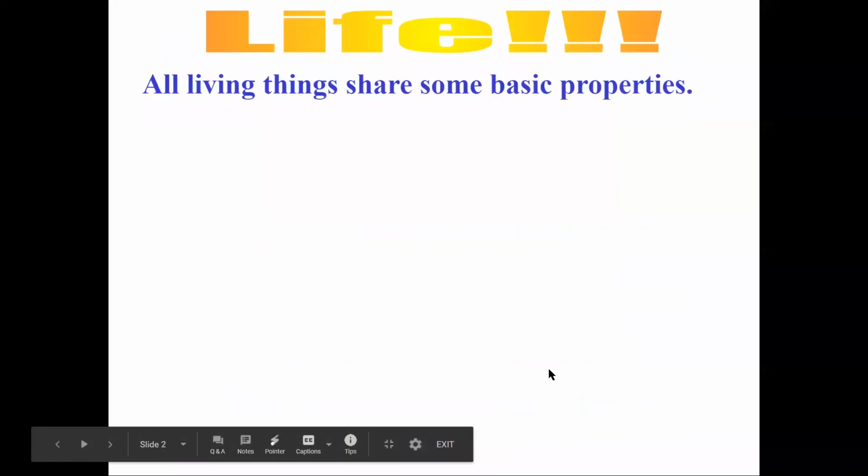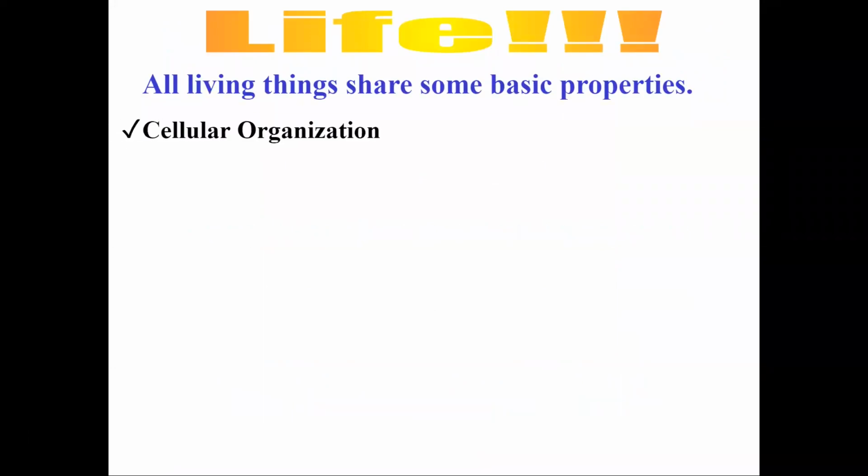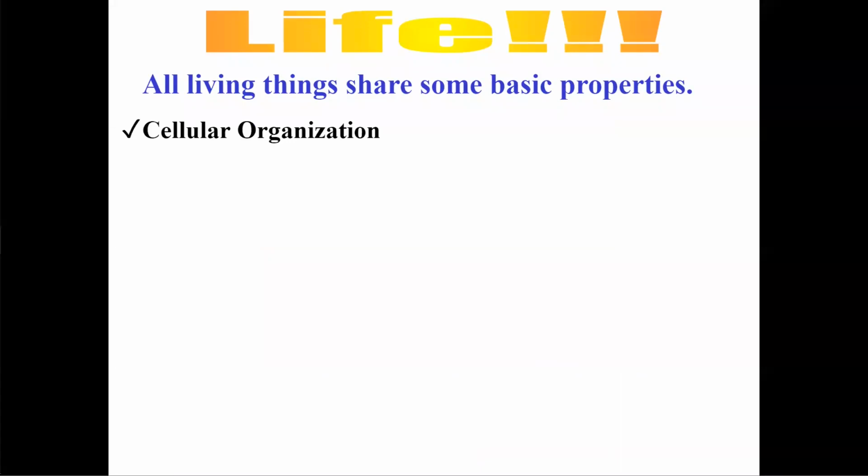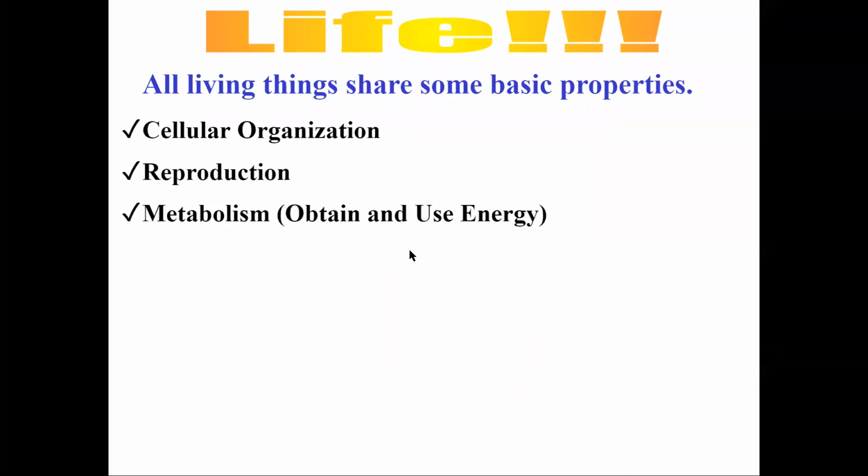All living things share some basic properties. They all have cellular organization. Cellular organization is really important because cells make up our body and what our body is made of. They're the basic unit of us. Reproduction is important because it gives rise to new life, and that keeps species going. Metabolism is really important. Metabolism is the use of energy. Energy, as we said, is really important because it allows us to do all of the things we need to do.